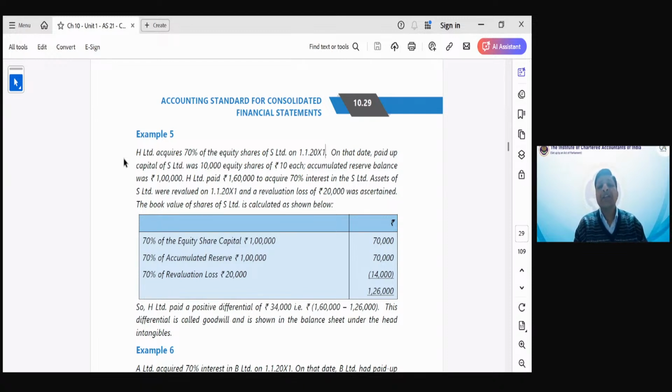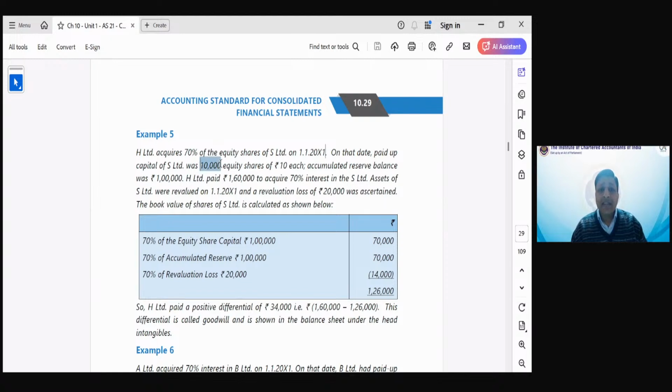So we are given the purchase consideration: 1,60,000. Assets of S Limited were revalued on 1st January X1, and this resulted in a revaluation loss of 20,000. Now tell me, how will this impact the calculation of goodwill or capital? On the date of acquisition, what do we need? Two things: purchase consideration and net assets. Purchase consideration is available with us, 1,60,000. Now, how do you compute net assets?